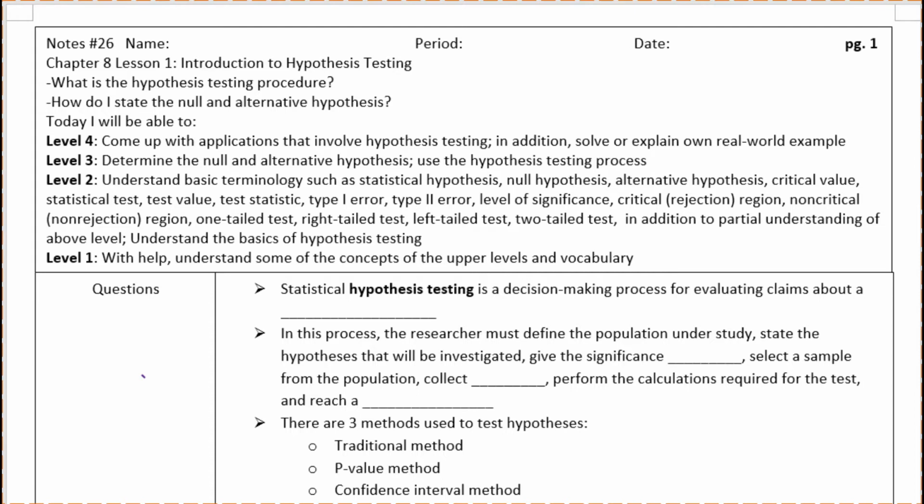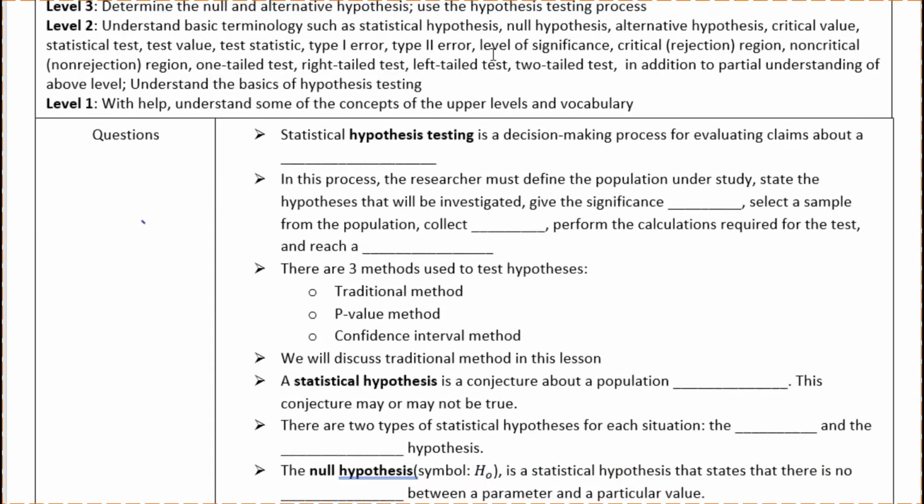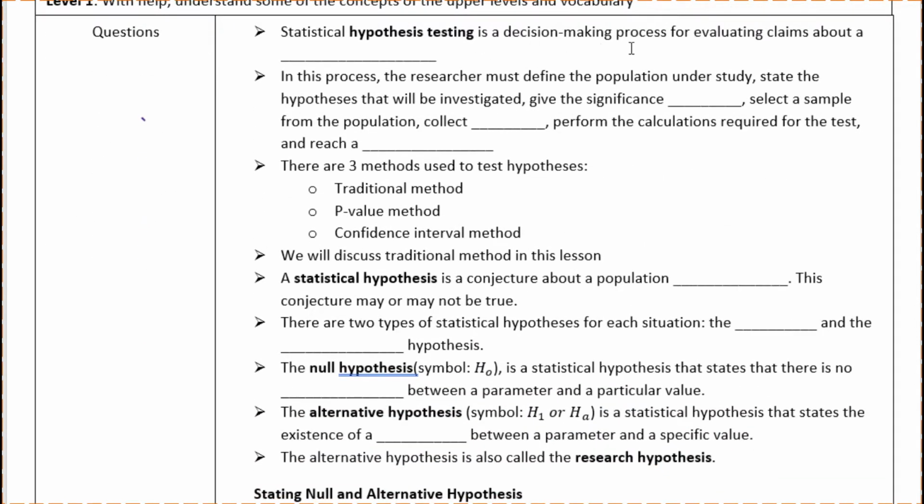So the goal is to be able to state the null and alternative hypotheses and understand the hypothesis testing procedure and how to do a few things in that procedure. Okay. So it's just a basic introduction, and we're going to be introducing a lot of vocab in this lesson. So let's discuss statistical hypothesis testing.